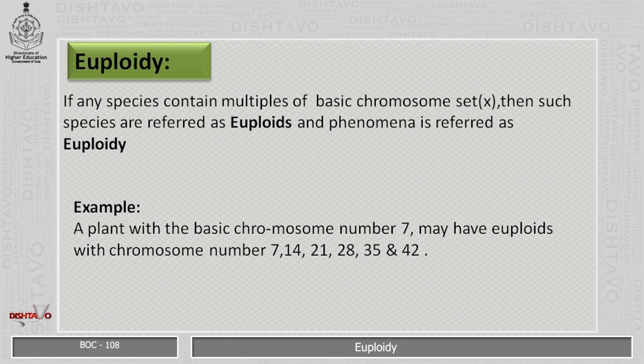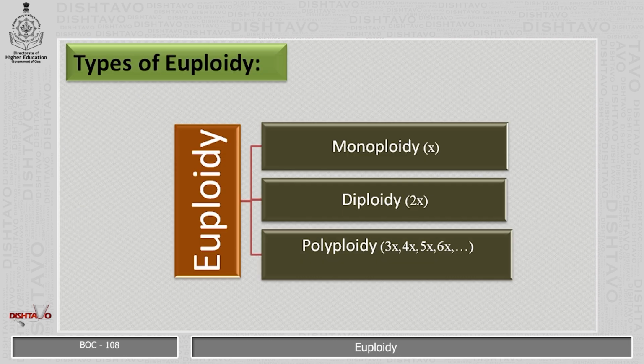Euploidy. If any species contains multiples of basic chromosome set, then such species are referred to as euploids and the phenomenon is referred to as euploidy. Example, a plant with a basic chromosome number 7 may have euploids with chromosome number 7, 14, 21, 28, 35 and 42. Types of euploidy. Euploidy is classified into three types, monoploidy, diploidy and polyploidy.